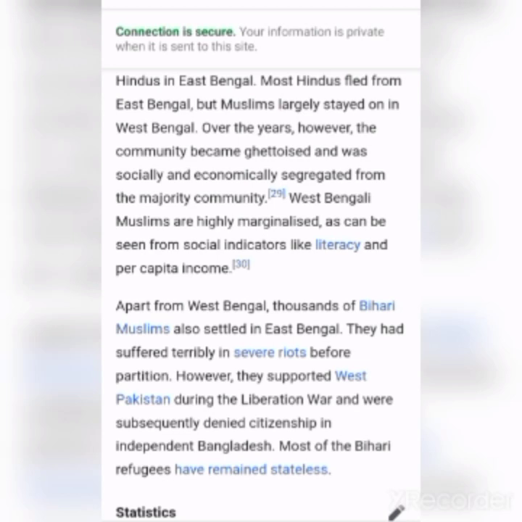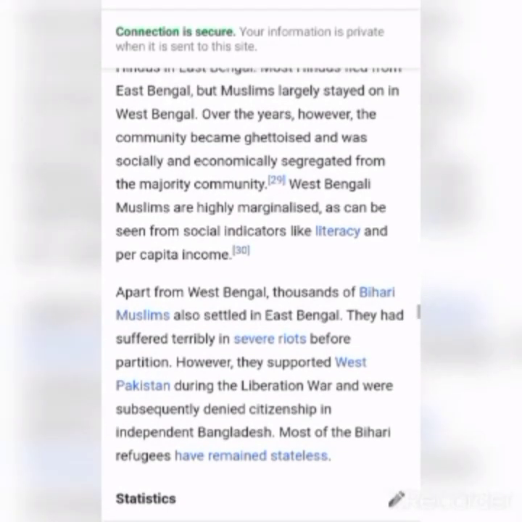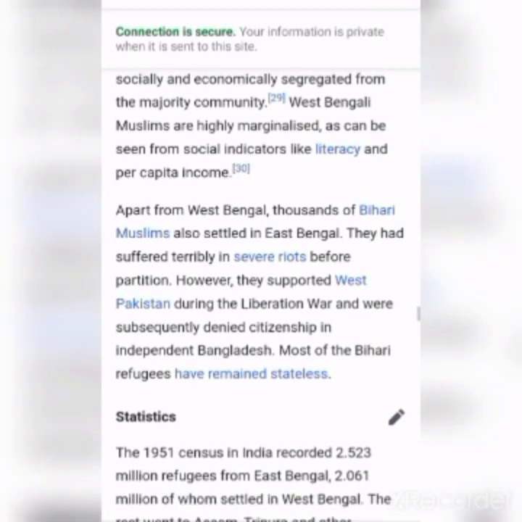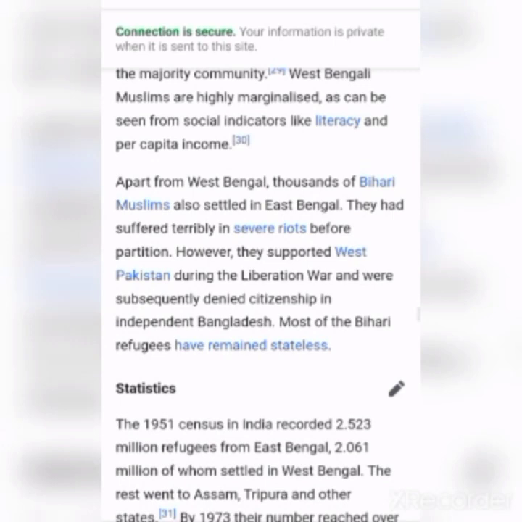Apart from West Bengal, thousands of Bihari Muslims also settled in East Bengal. They had suffered terribly in severe riots before partition. However, they supported West Pakistan during the Liberation War and were subsequently denied citizenship in independent Bangladesh. Most of the Bihari refugees have remained stateless.